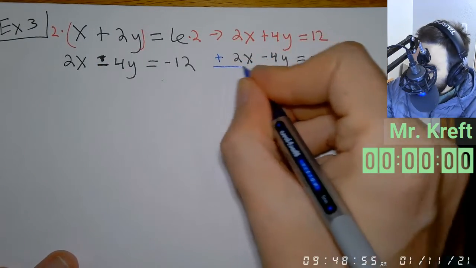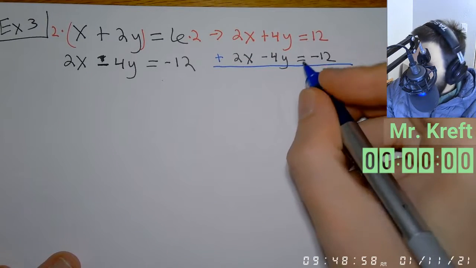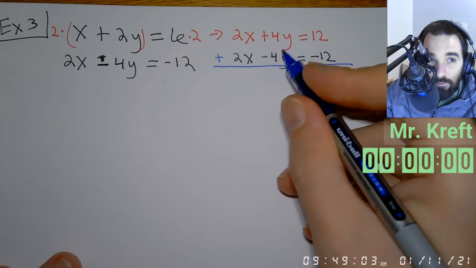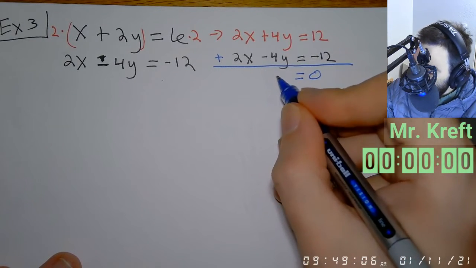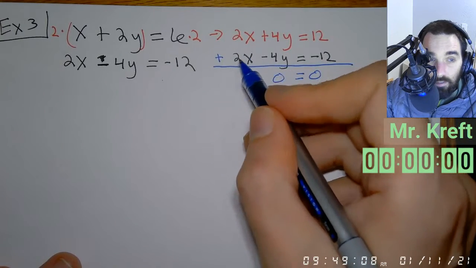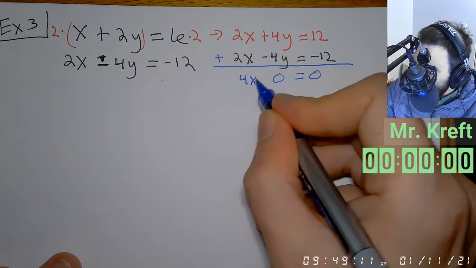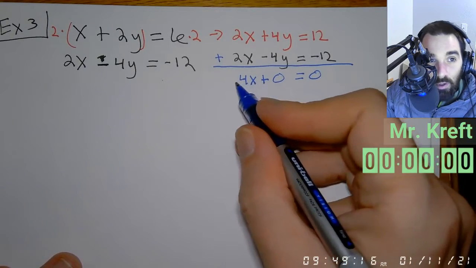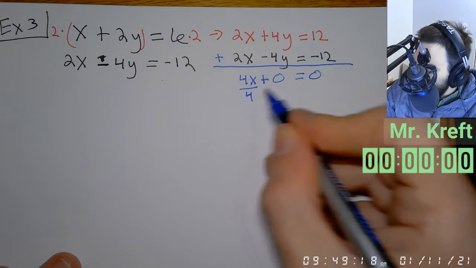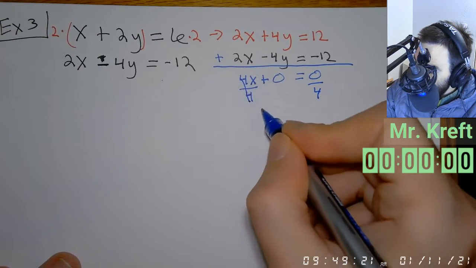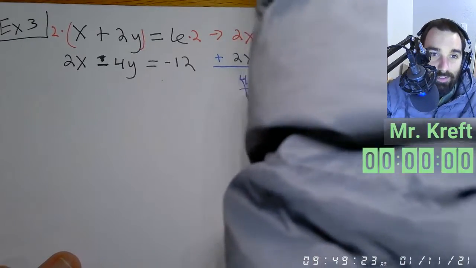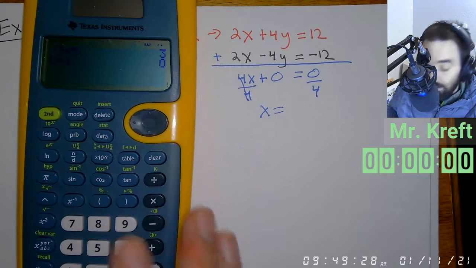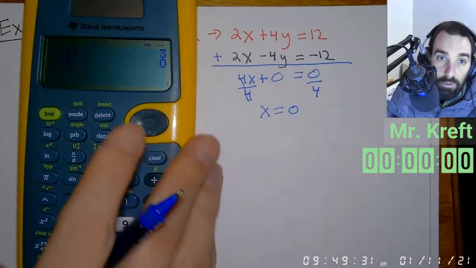So I'm going to go ahead now and add these two. So 12 plus -12 is 0. Ooh, those went away too, right? And then I'm going to have 4y minus 4y, that's 0. And then I'm going to have 2x plus 2x, that's 4x. Okay, so if you have 4x equals 0, well, 4 times x, so if I divide by 4, what's 0 divided by anything, right? And if you don't remember this, you can always use a calculator. 0 divided by anything is 0, so I get x equals 0.